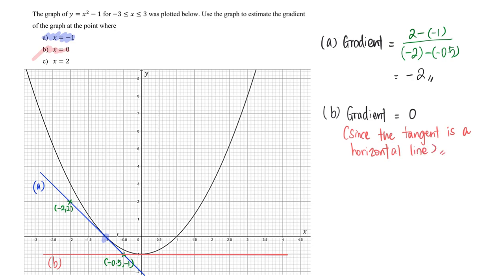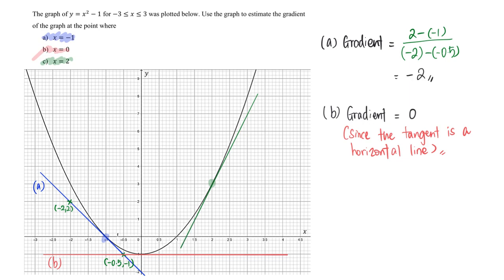Let's move on to part C, where I am going to draw a tangent where x is equal to 2. So that will be the point here. x equals 2 is this point here. So we will need to then draw a tangent line here. And I'm going to draw the tangent line now.